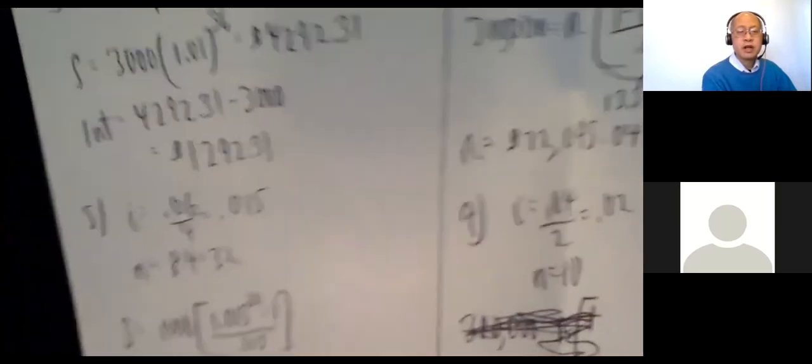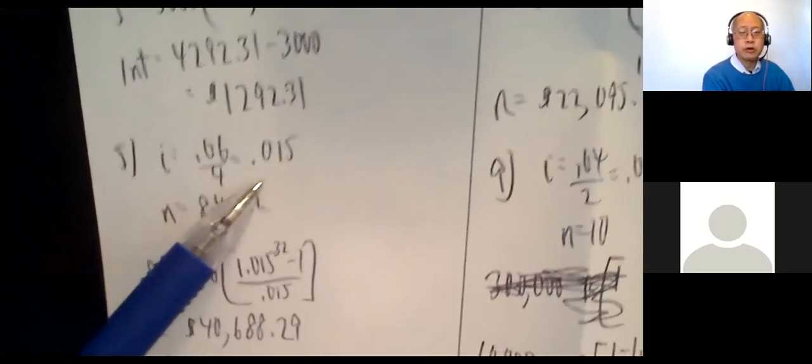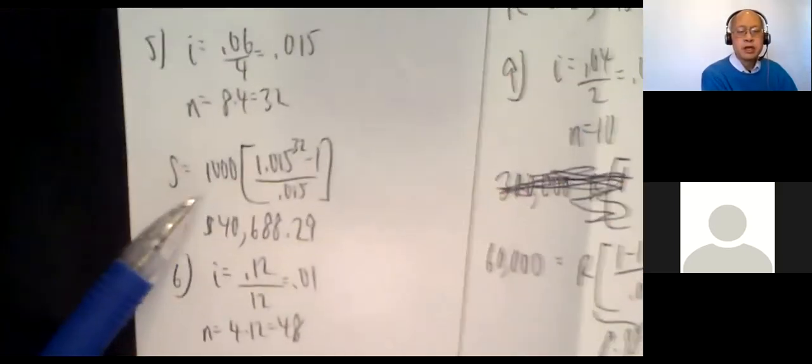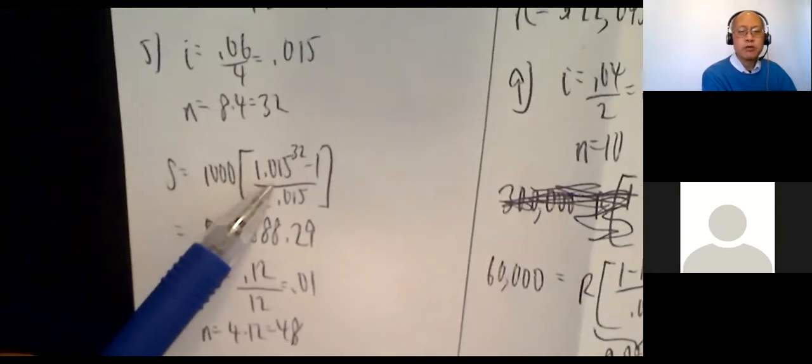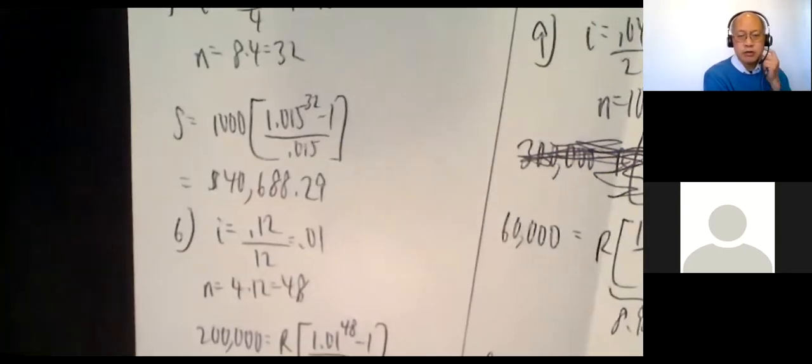Okay, number 5, interest rate compounded quarterly, 0.06 divided by 4 is 0.015. N is 8 times 4, which is 32. So S is 1,000 times (1.015 to the 32 power minus 1) divided by 0.015. Punch it in your machine, 40,688.29.